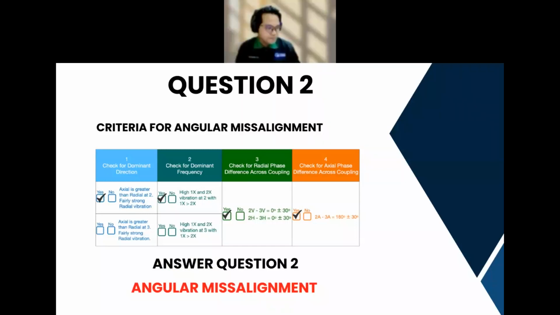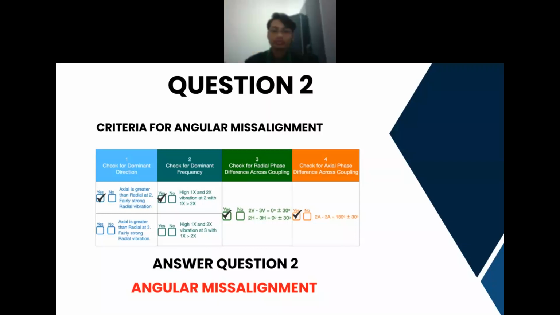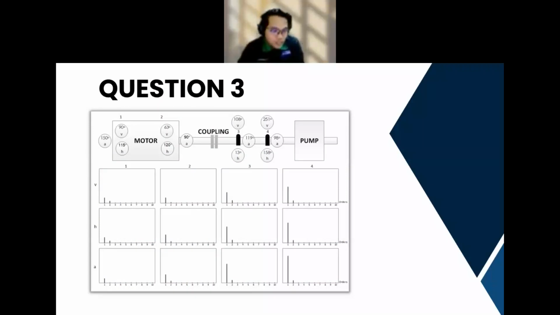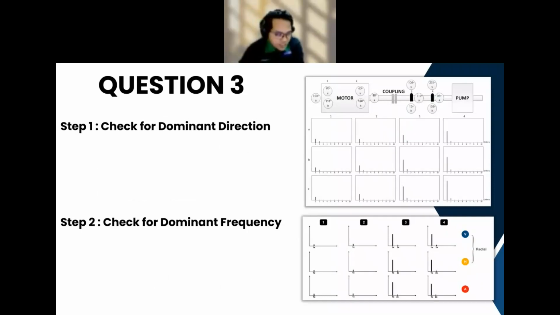Can we try to proceed with question 3? Sure. Yes, sure. Alright, let's go. Let's proceed with question 3. So maybe we can try the same method that we used to get the answer for question 1 and question 2. So we try to check the dominant direction first.